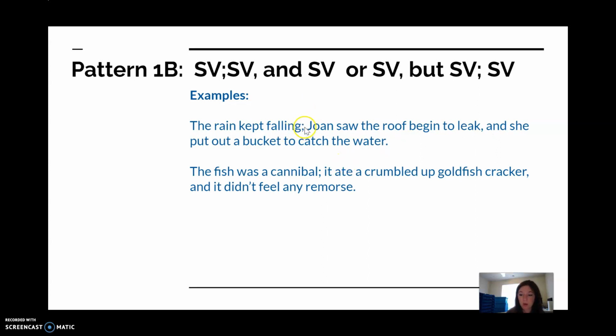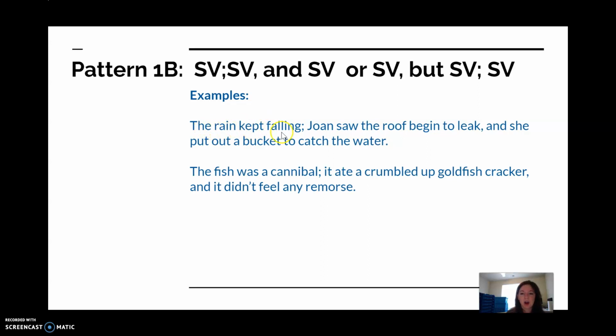So when you have a comma and an and, the information is indicated as being more closely related than if you have a semicolon. So for instance, when we see Joan saw the roof begin to leak, and she put out a bucket to catch the water, what it's doing here is showing a series of actions. So that's very closely related. Step 1, step 2: saw the leak, put out a bucket. And so the writer uses a comma and an and to join these two actions together, seeing them as being closely related. Then we have a semicolon that separates off this part of the sentence.